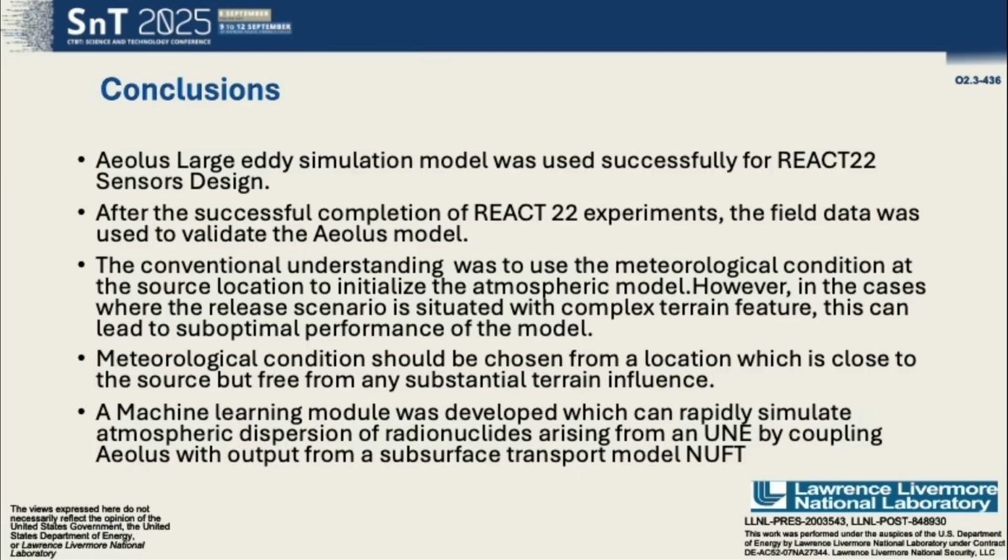In this work, what we learned was that the conventional understanding was to use the meteorological condition at the source location. A lot of the time we do that, but that understanding is not right, especially in complex terrain regions, because that can lead to suboptimal performance of the model, since that's not the right inflow condition for the whole domain. It's greatly influenced by the local terrain, so you need to be careful. And we also developed a machine learning module which can rapidly simulate atmospheric dispersion of radionuclides arising from an underground nuclear test by coupling Aeolus with output from a subsurface transport model, NUFT.